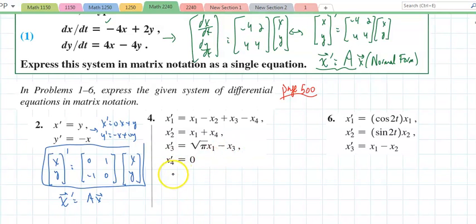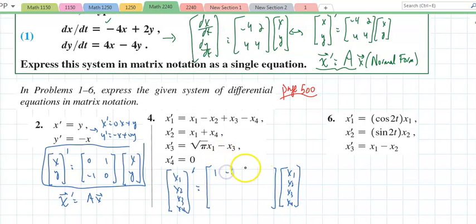But how about this problem? Wouldn't you say this is x1, x sub 2, x sub 3, x sub 4 prime equals A, and we're going to list x1, x2, x3, and x4. So you want them in order. x1, x2, x3, x4. That's simple. And there it is. And again, that's really x prime equals Ax. They really don't talk about it until the next set of problems.